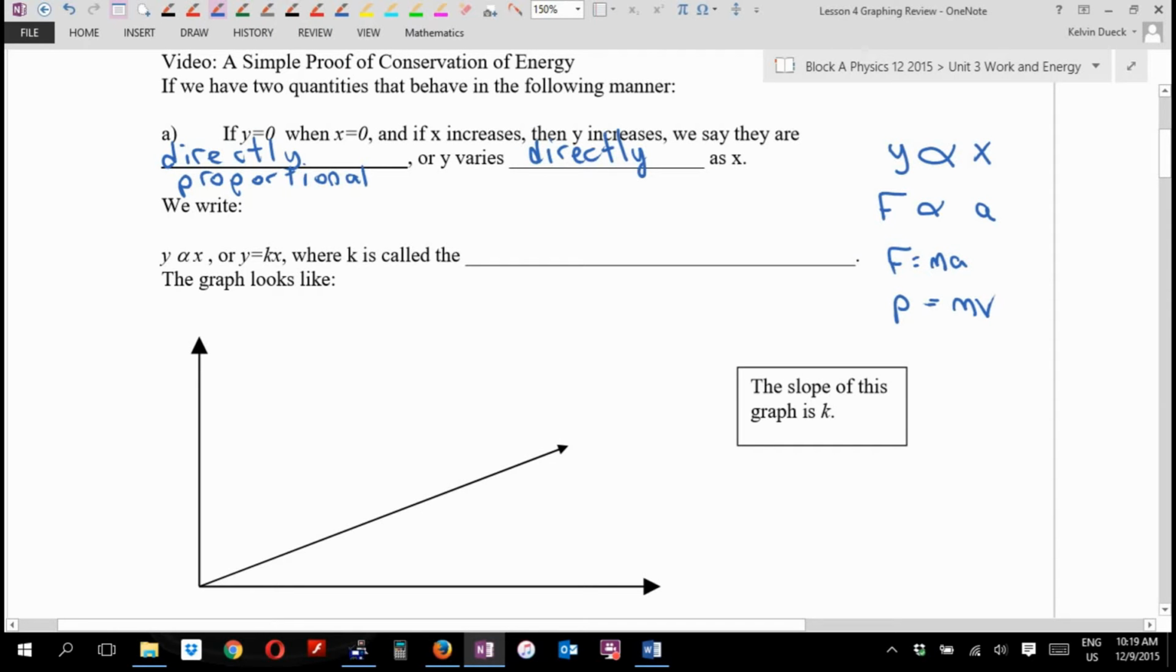That sounds very confusing, Jake. Don't let it freak you out. Really what we're saying is this. If you know you go through 0, 0, if I have no acceleration, what's my force? 0. If I have no velocity, what's my momentum? 0. If I know I go through 0, 0, then the equation will look like this, where k is called the constant of proportionality.